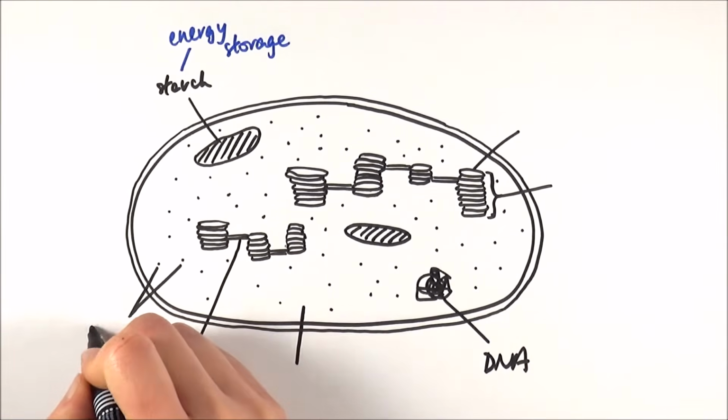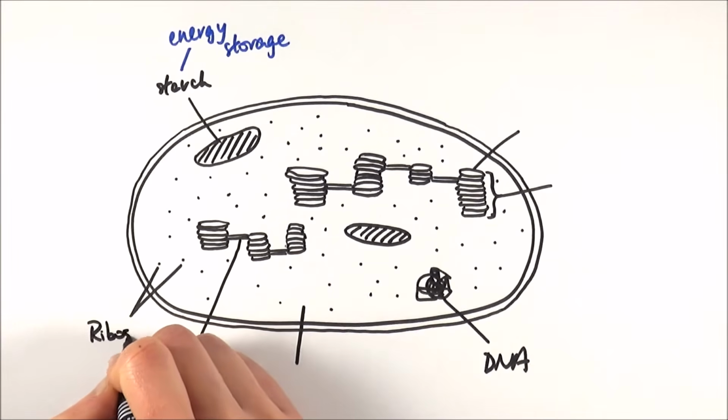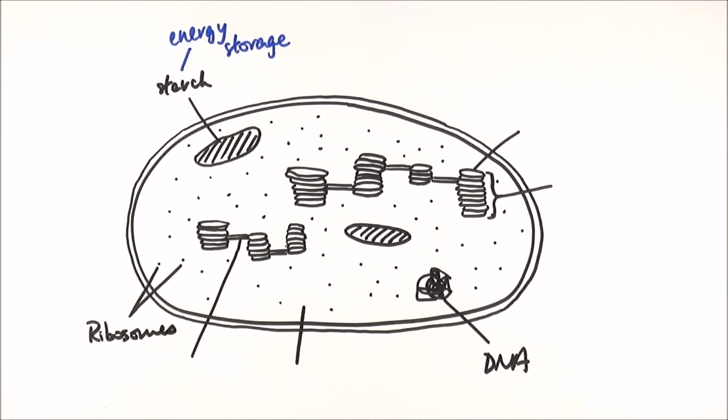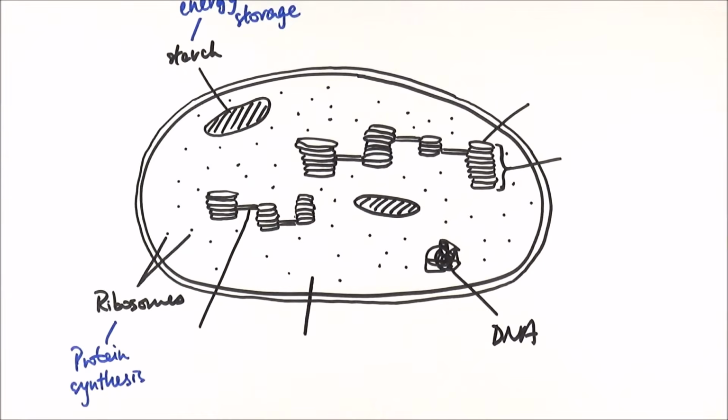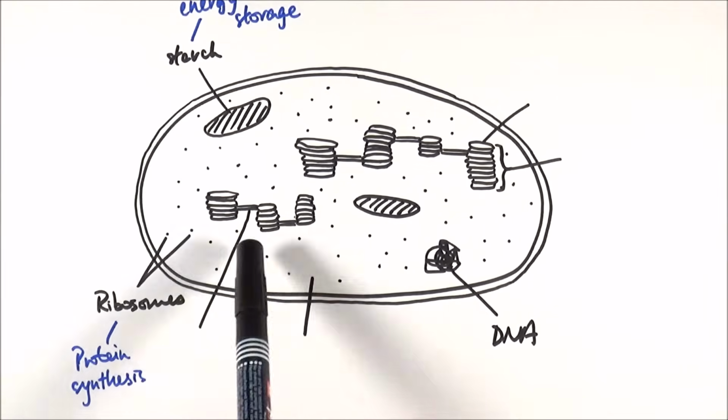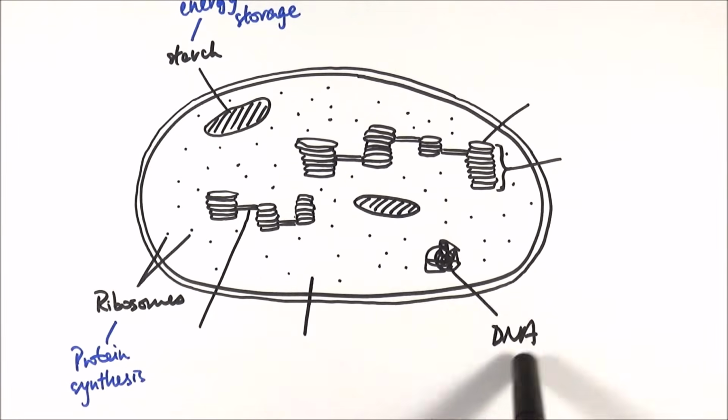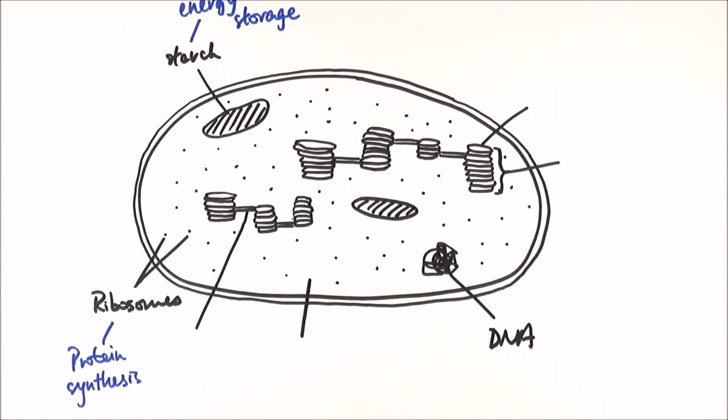Also, we have ribosomes here, which are all the individual dots you can see all across, and they are there for protein synthesis. Photosynthesis is a very complicated biochemical process which requires lots of enzymes to help mediate the reactions. So ribosomes are really important here to make those enzymes for those processes, and DNA here is coding for these enzymes as well.